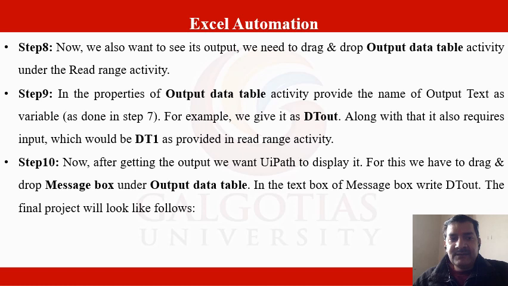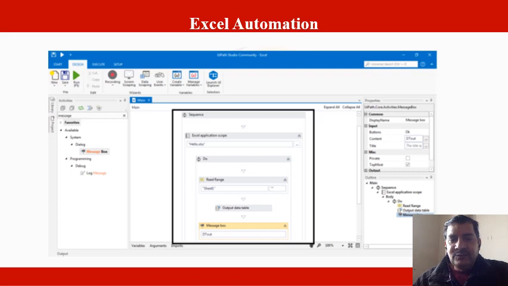And the next step is step 10. Now after getting the output, we want UiPath to display it. For this, we have to drag and drop a message box under the output data table. In the text box of the message box, write dt_out. The final project will look like this. You can see it here.